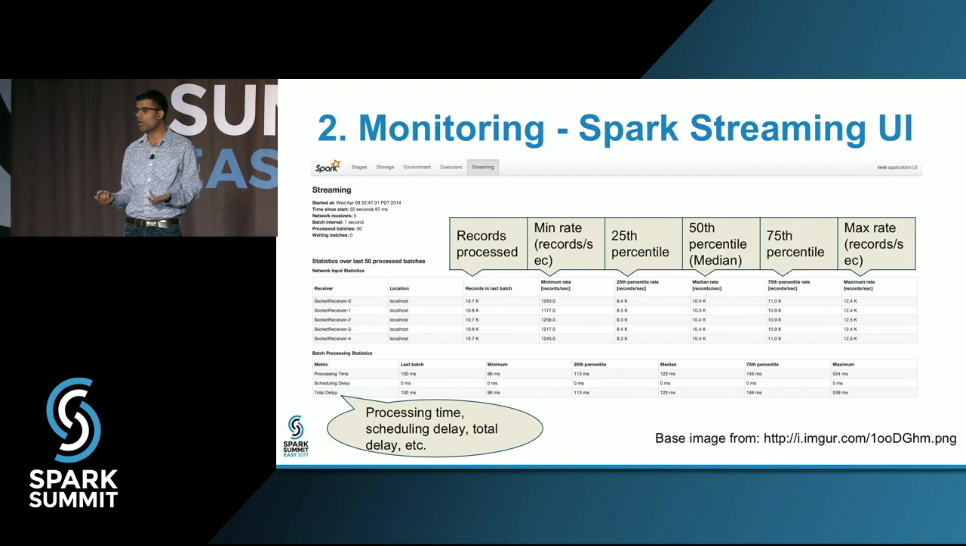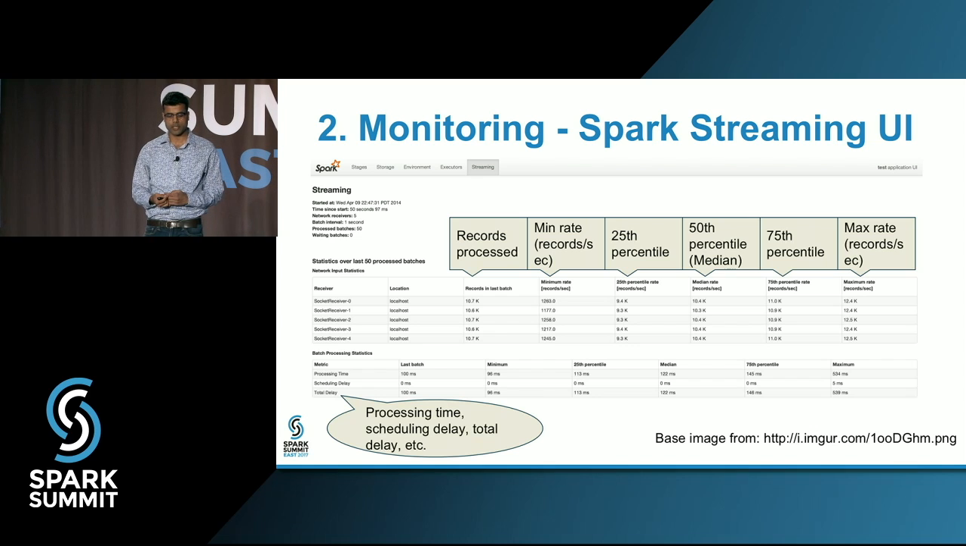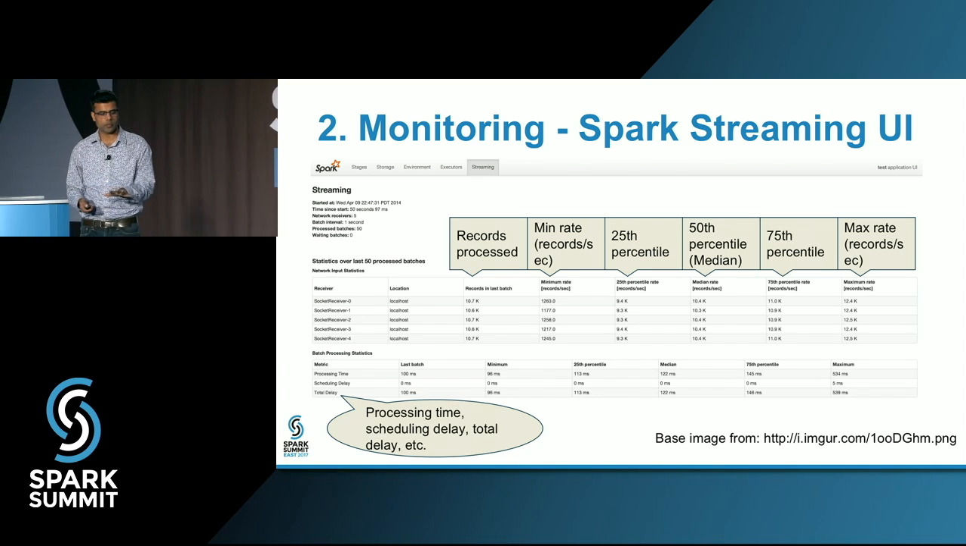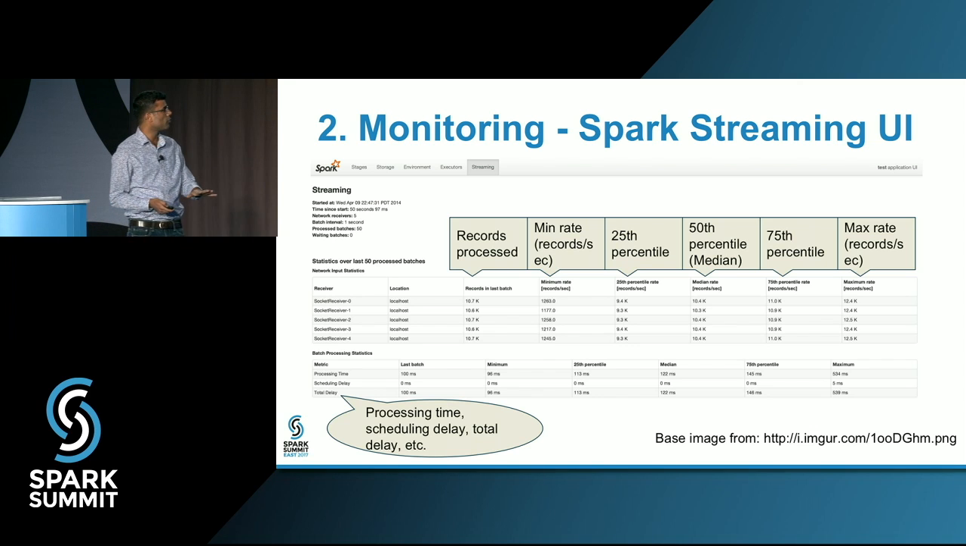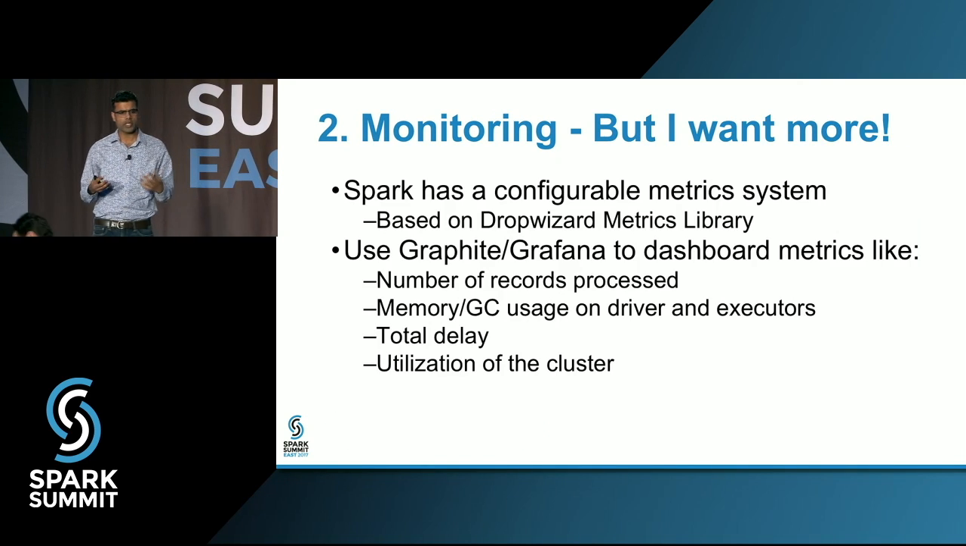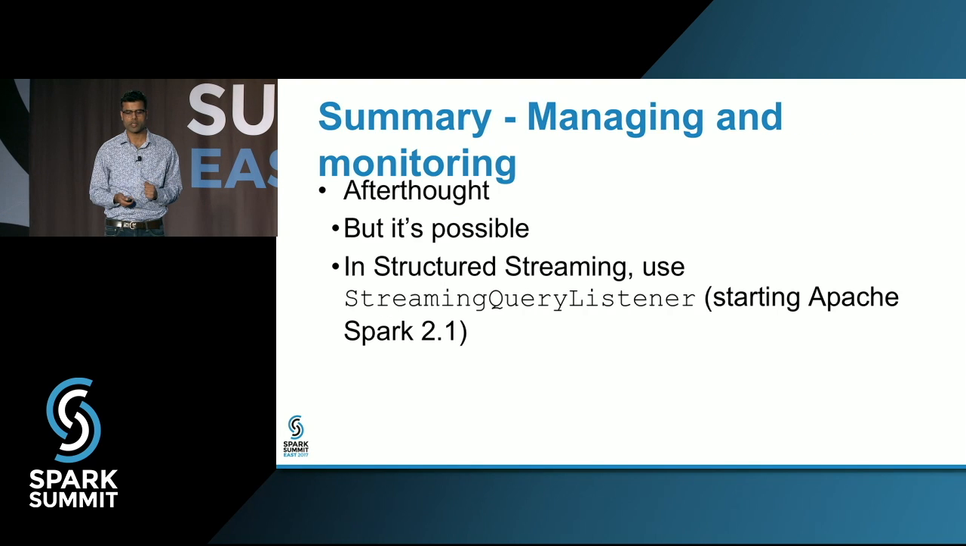Now we move on to monitoring. You've got a bunch of information on the Spark UI. This is all the information that I'm showing here: records processed, min rate, a bunch of percentiles. But really what you want is sometimes more than that, right? And for that, Spark has this pluggable Dropwizard metrics library that you can plug into and use something like Graphite and Grafana. Those are really common to dashboard custom metrics that are accessible using this configurable metric system.